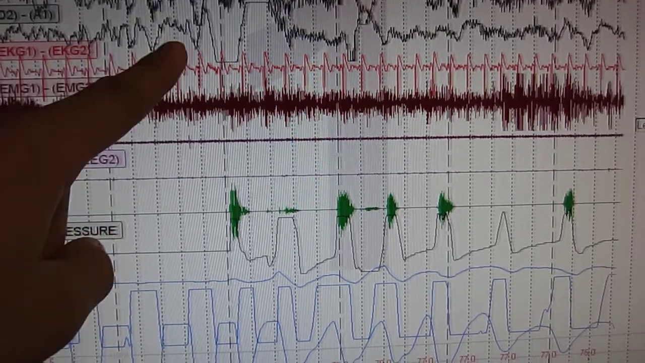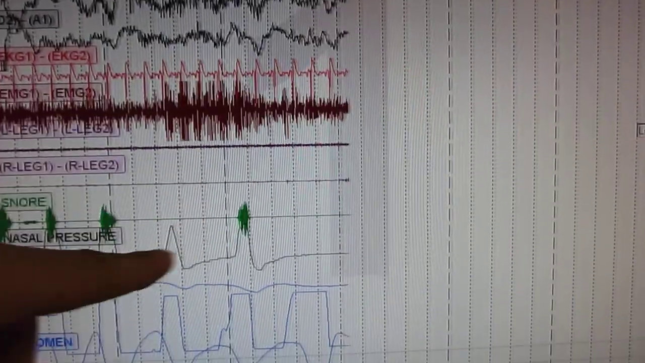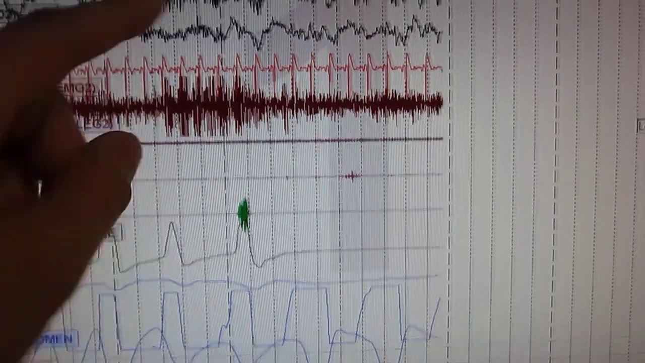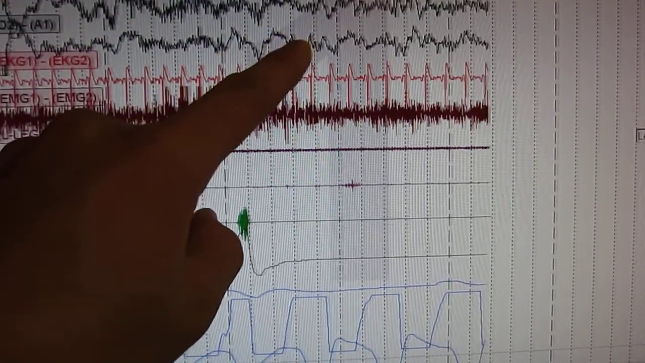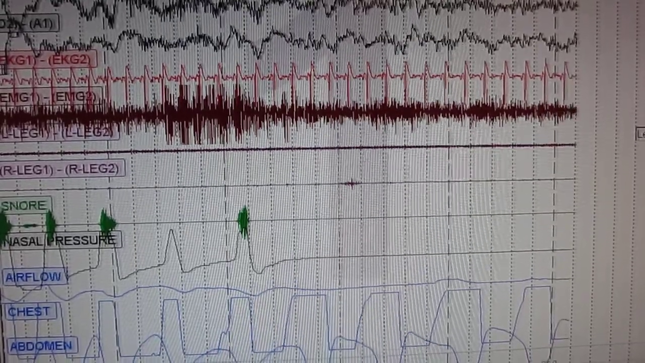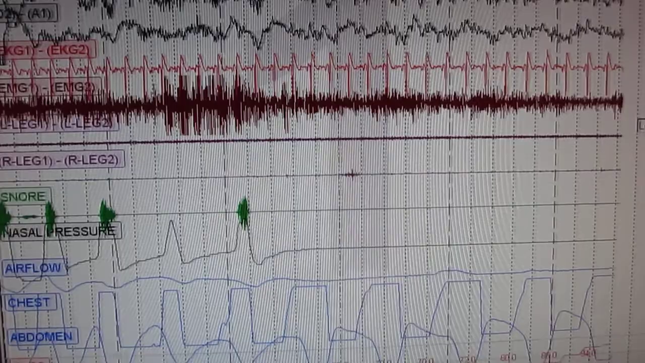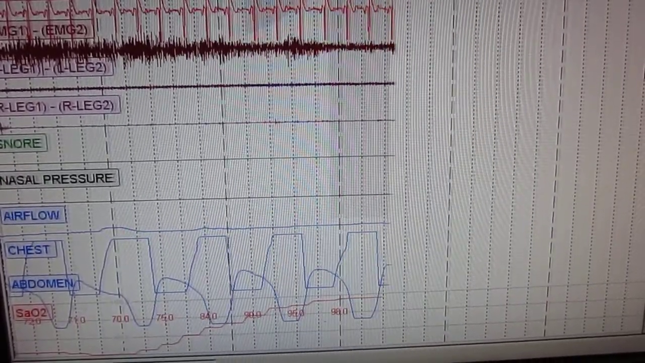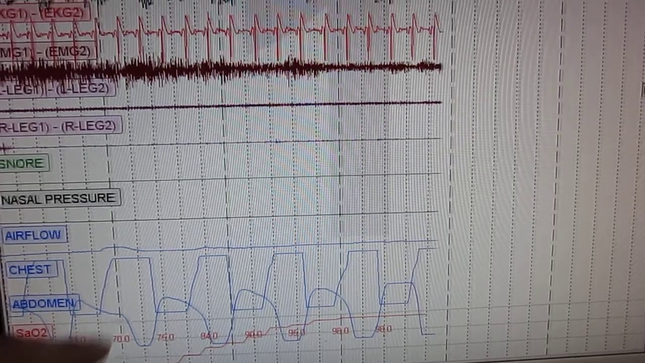They wake up briefly just to breathe again. Then after that, they immediately go back to sleep. And you can tell that in these brainwaves, but they're asleep now, and again, they're not breathing at all. And their blood oxygen went down to 70. So, yeah, that's basically what happens with sleep apnea.